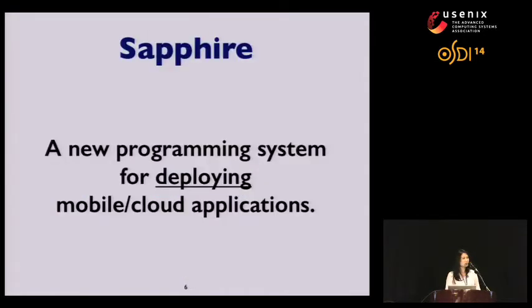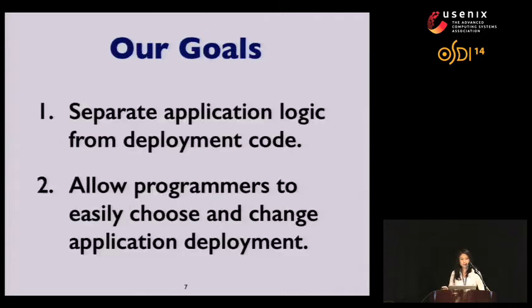In this talk, I'm going to present Sapphire, which is a new distributed programming system designed to help application programmers with those complex distributed deployment tasks. Our goals with Sapphire are twofold. First, we want to separate the application from its deployment. But at the same time, we want to allow application programmers to choose the deployment that meets their application's needs and change that deployment if their application needs change without changing the application itself.